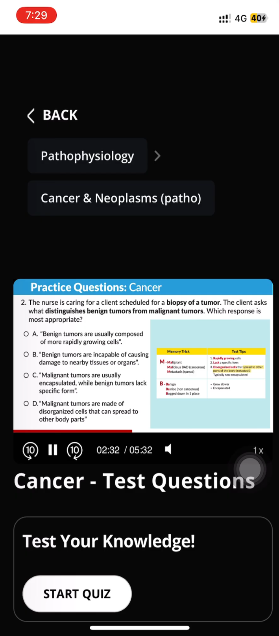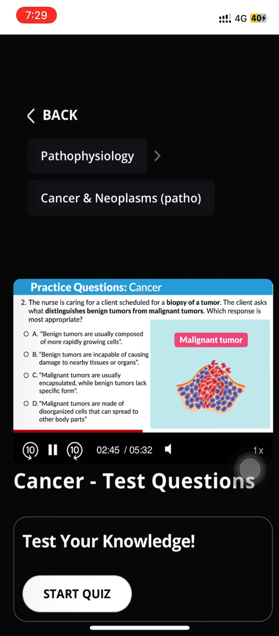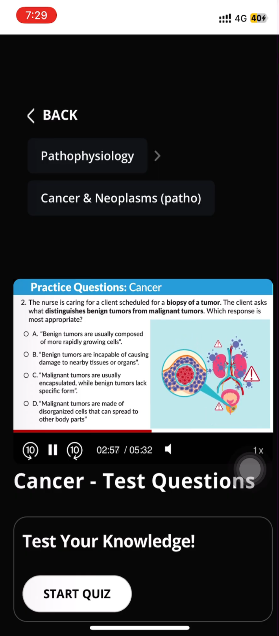So let's take a look at the options here. Option A, benign tumors are usually composed of more rapidly growing cells. Oh man, completely wrong. Malignant tumors are those tumors that have rapid growing cells. Now, option B, benign tumors are incapable of causing damage to nearby tissues or organs. This is incorrect. Benign tumors can actually cause damage to nearby organs like in BPH, in the prostate. So BPH is that benign prostatic hyperplasia.